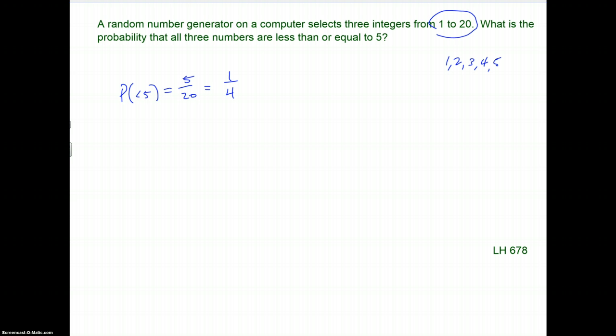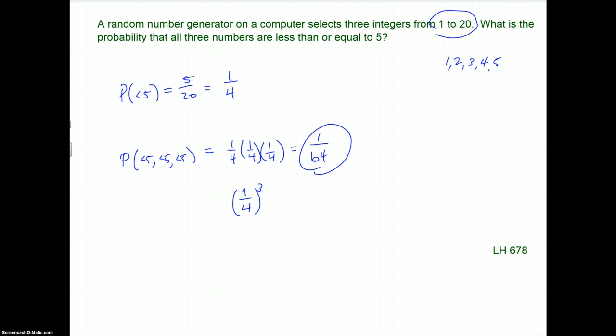Now we have 3 selections, so our probability that we have less than or equal to 5, and 5 or less, and 5 or less, however you want to write that, is going to be 1/4 times 1/4 times 1/4, or 1/64. Another way of writing this, we could say 1/4 cubed. But that's our probability.